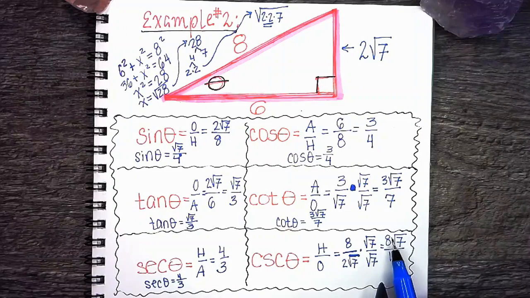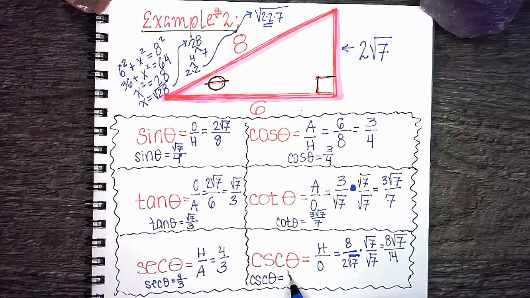Now I'll reduce. 8 and 14 are both even numbers, so we can definitely reduce a 2 from both the numerator and denominator. Cosecant theta will equal 4 square root 7 over 7. And I just did what I told you guys not to, so I'm going to rewrite it. 4 square root 7 over 7. I'm guilty too. Let's cross that out. Bad.